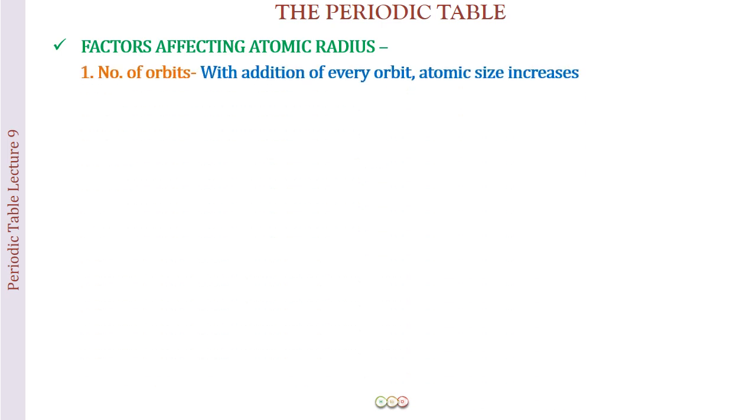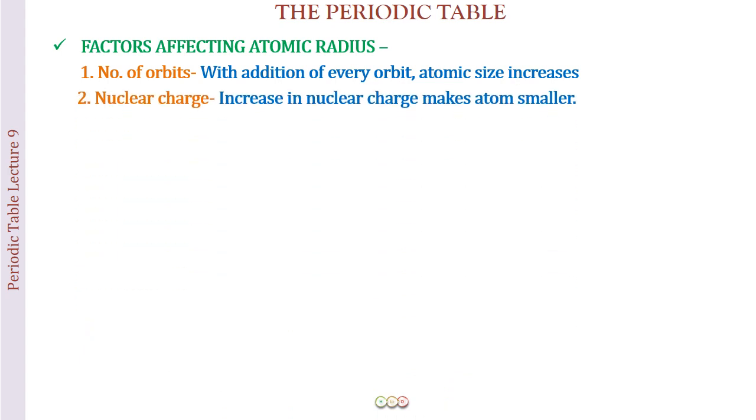So the first factor we have is the number of orbits. Number of orbits you can understand from the definition of the atomic radius itself. What is atomic radius? Well, it is the distance from the center of the nucleus to the outermost shell of electrons. So if there is an increase in the number of shells or the orbits, the atomic size is going to increase. But again, do remember that it is not going to be the single cause for increase in atomic size. We have to see the nutshell of all the factors which are affecting the atomic radius.